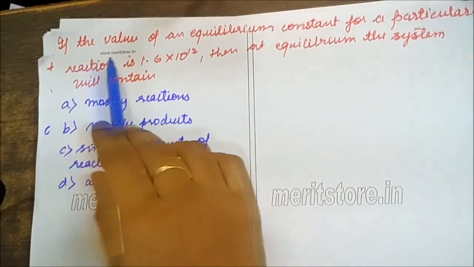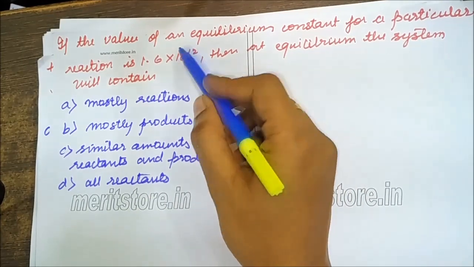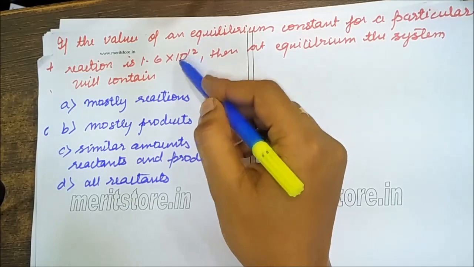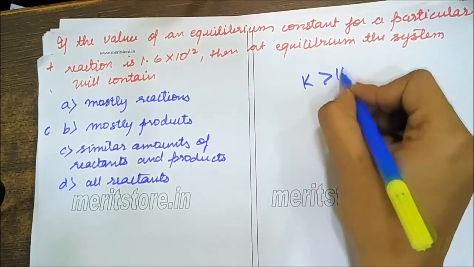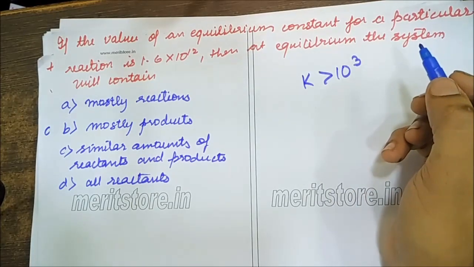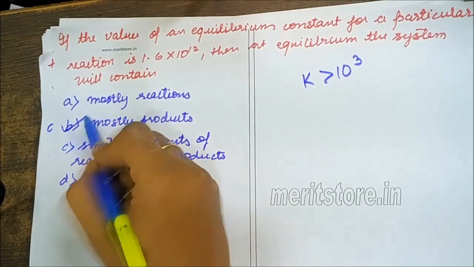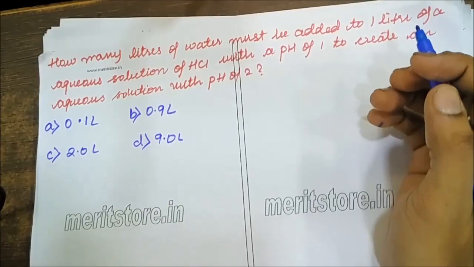Now see this question. If the value of an equilibrium constant for a particular reaction, see, the equilibrium constant helps us to determine the extent of reaction, and if its value is greater than 10 raised to 3, it means it is nearer to completion. And here the value is 10 raised to 12, so it will mostly consist of products.